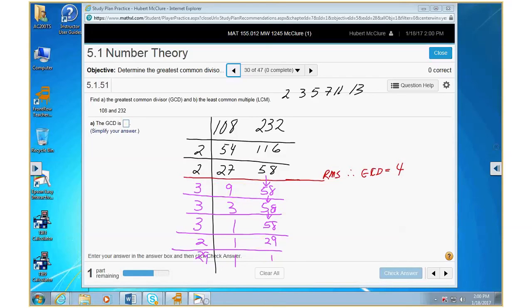So 2 times 2 is 4. No, that's 8. 2 times 2 times 2 is 8. 8 times 27 times 29. Well, 8 quarters is what? $2, right? So 8 times 2 is 16, so that's going to be 216.